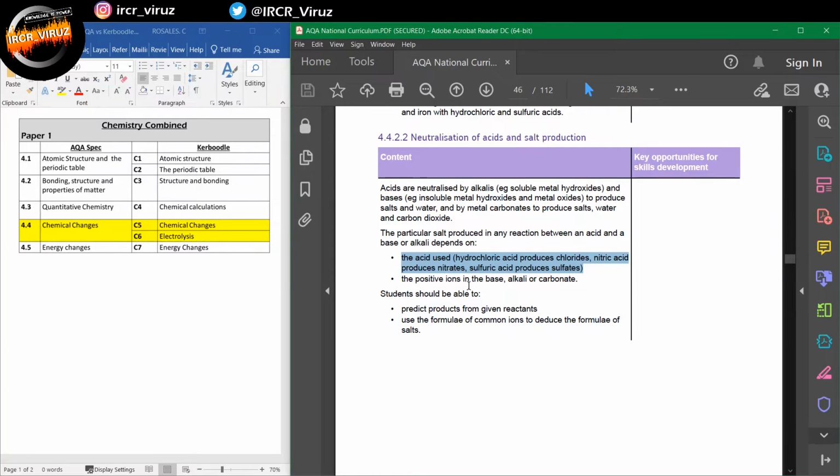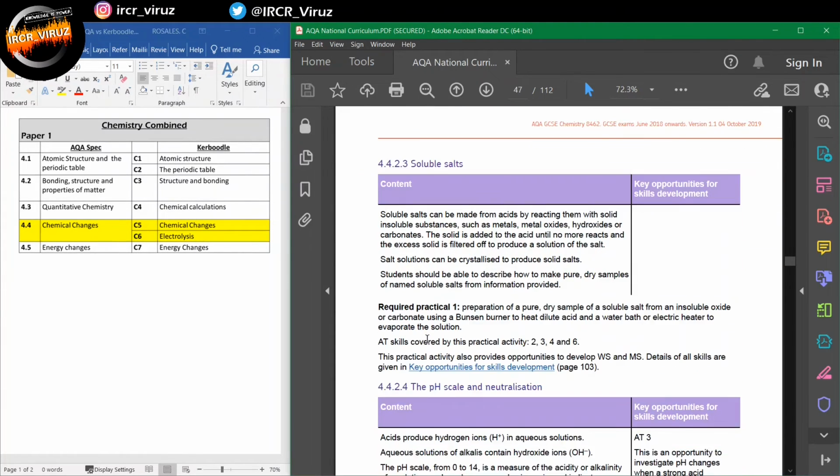The positive ions are in the base, alkali or carbonate. You need to understand what they are. Students should be able to predict from the given reactants, use the formula of common ions and deduce the formula of the salt. So this is basically if they give you a reaction and they say you have lithium and water, what's the name of the salt? Or you have sodium hydroxide and acid, what is the name of the salt? But it doesn't matter because it's always going to be the name of the metal combined with the name of the acid. So that's the easy piece. It's just a matter of you practicing that.